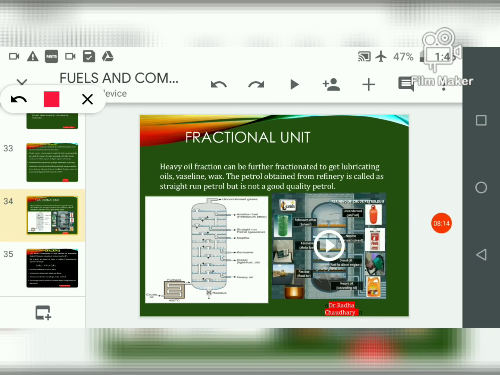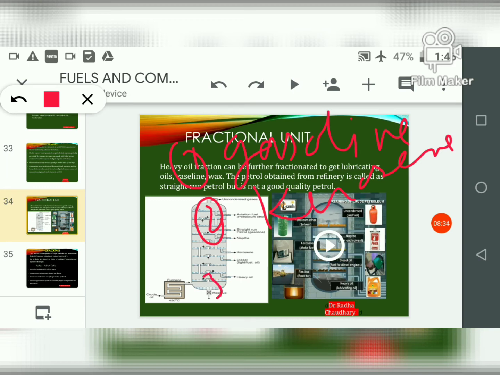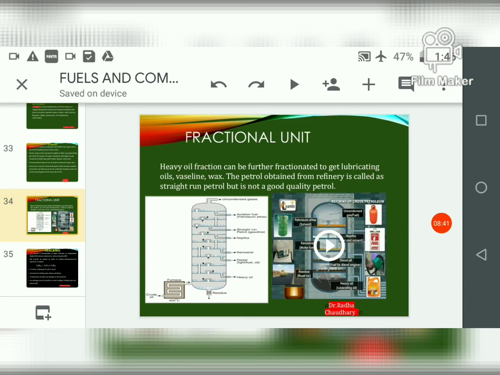Three most important liquid fuels obtained by the distillation of petroleum. First is gasoline, second is kerosene, and third is diesel. If we compare the gasoline, kerosene and diesel, what will be the result? Gasoline, it means it's petrol.